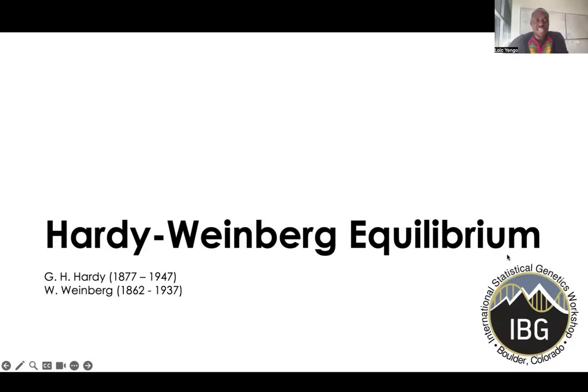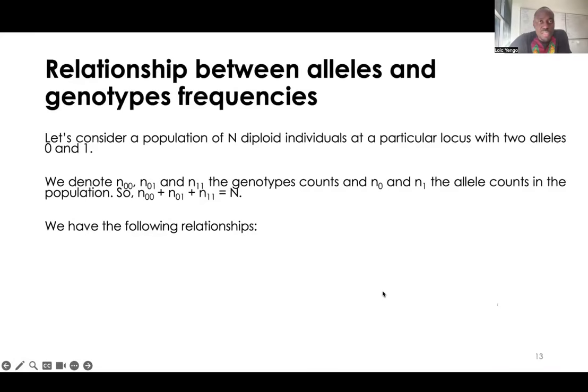Right. Welcome back for the second part of this introduction to population genetics theory. In this part, we're going to talk about the concept of Hardy-Weinberg equilibrium, which was independently developed by Hardy and Weinberg. We're first going to approach that from the perspective of the relationship between alleles and genotype frequencies, which were introduced in the previous part.